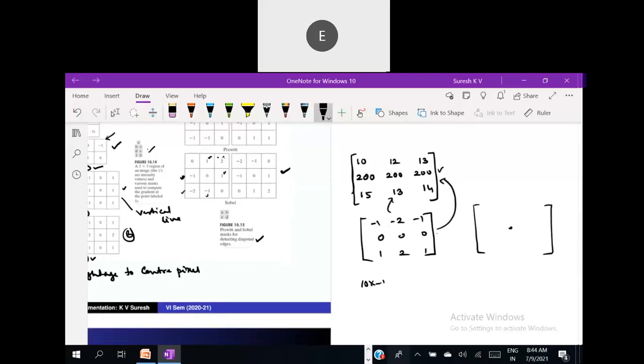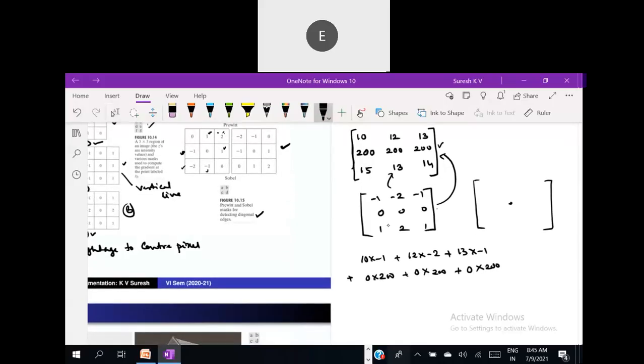10 into -1. I hope you are understanding what I am trying to do. 12 into -2, 13 into -1, plus 0 into 200, 0 into 200. See, these types of problems can be given in exams or tests. So please learn how to do it. 15 into 1 plus 13 into 2 plus 14 into 1. What will be this value? Quick. Whatever value you get, you have to replace this center pixel.